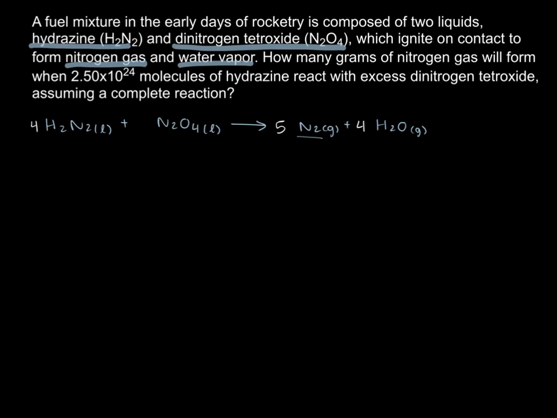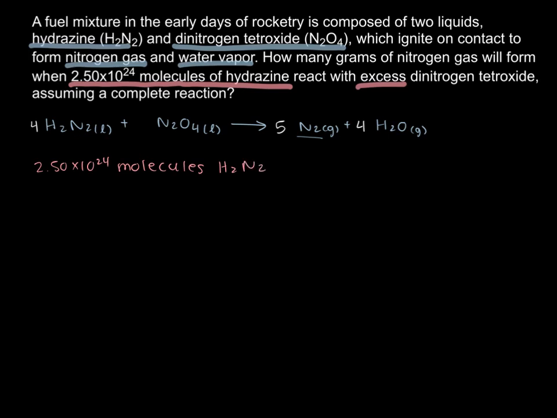And the only number that we have to start with is 2.5 times 10 to the 24th molecules of hydrazine. Notice that we have excess dinitrogen tetroxide. Well, this means we do not have to worry about a limiting reactant because we already know that we have a lot of dinitrogen tetroxide and only this certain amount of molecules of hydrazine. So let's start off with our 2.5 times 10 to the 24th molecules of hydrazine.